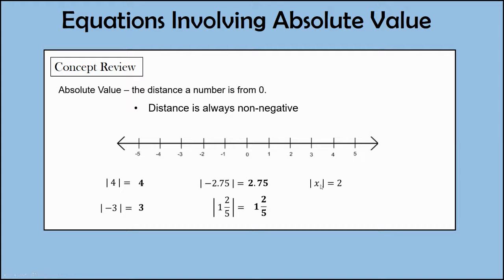Kind of flipped it here. And this is saying, what values of X are 2 units from zero? What could I put in here in place of X and make this true? There's actually two answers, right? 2 and -2. And this is kind of what we're looking at today.